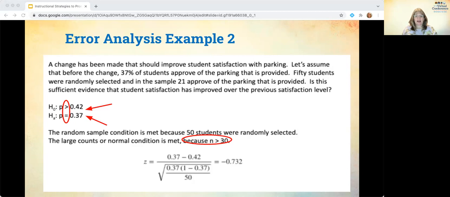This is a common error students will make, this identifying the normal condition. They confuse the normality condition for working with proportions and working with means. N greater than 30 is for working with means. And then in the numerator, the subtraction is in the wrong order, which means that this should actually be a positive 0.732.